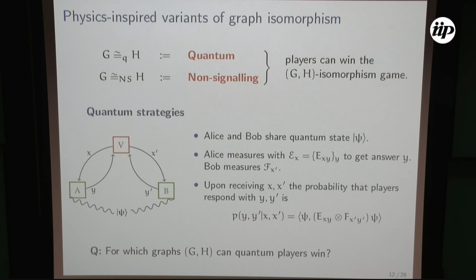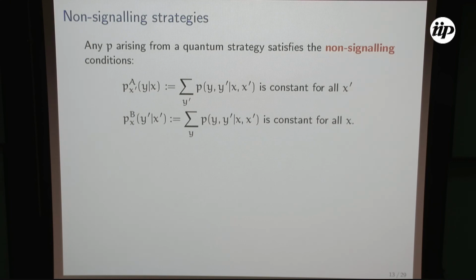Now, if you had some quantum strategy and that gave you this joint conditional probability distribution P, then we know that it always satisfies these so-called non-signaling conditions. We know that this probability distribution cannot be used by Alice and Bob to send information from one to another. Mathematically, it's expressed by saying that these marginals are independent: Alice's marginal is independent from the question that Bob received, and similarly, Bob's marginal is independent from the question that Alice received.